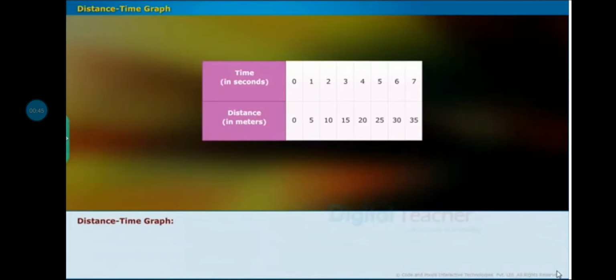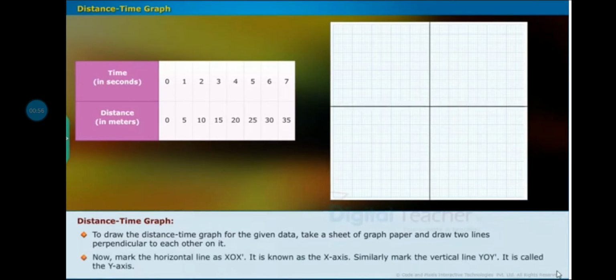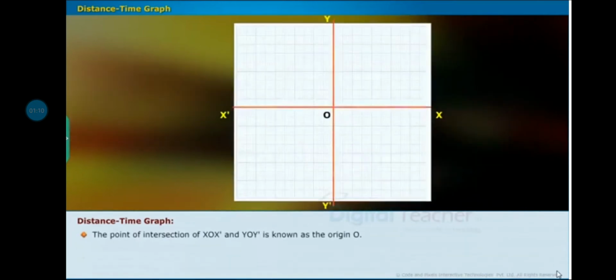Distance time graph. To draw the distance time graph for the given data, take a sheet of graph paper and draw two lines perpendicular to each other on it. Now mark the horizontal line as XOX dash. It is known as the x-axis. Similarly, mark the vertical line YOY dash. It is called the y-axis. The point of intersection of XOX dash and YOY dash is known as the origin.